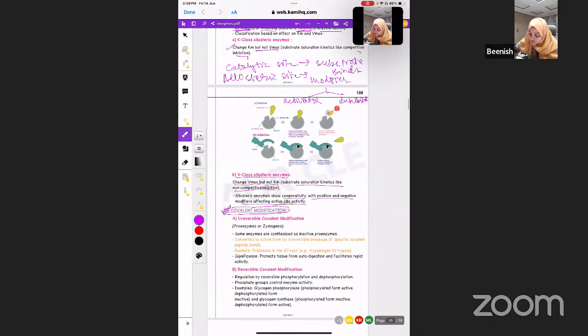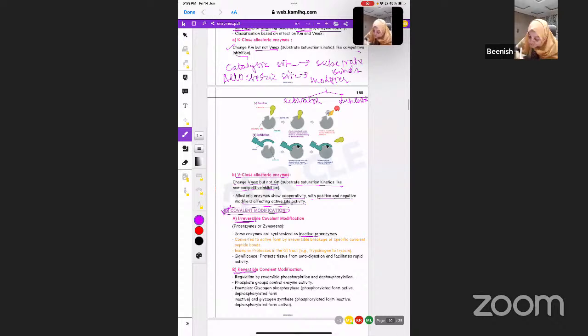Now moving on to covalent modification. This is another way you regulate enzyme activity. This covalent modification can either be irreversible covalent modification or reversible covalent modification. Now what is irreversible covalent modification? In irreversible covalent modification, you have your proenzymes or zymogens. Some enzymes are synthesized in inactive proenzyme forms.